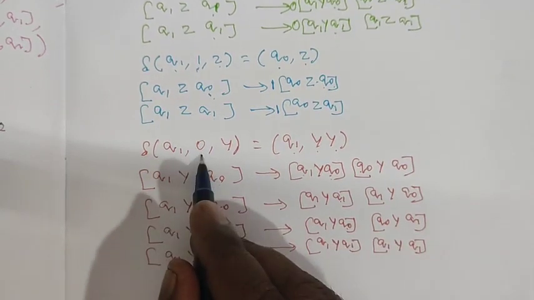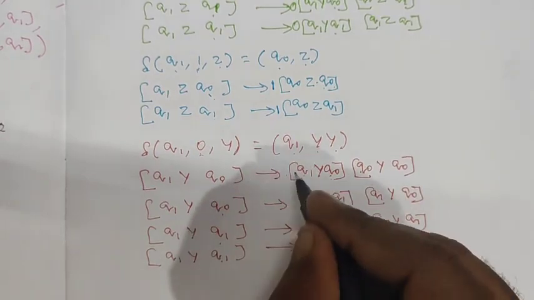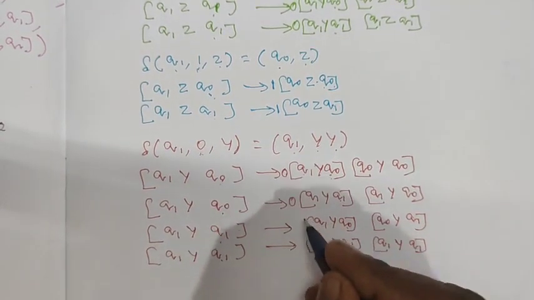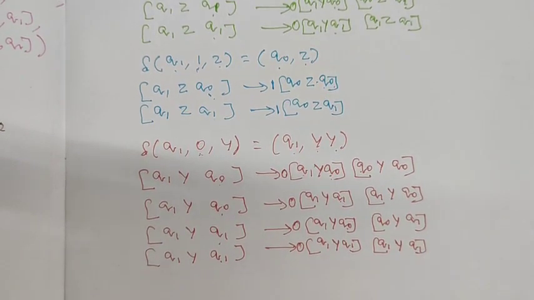Now see what is the input. The input symbol is 0. So transfer the 0 here. So 0, 0, 0 and 0. So this is the production which is related to delta of Q1, 0, Y and Q1, YY.